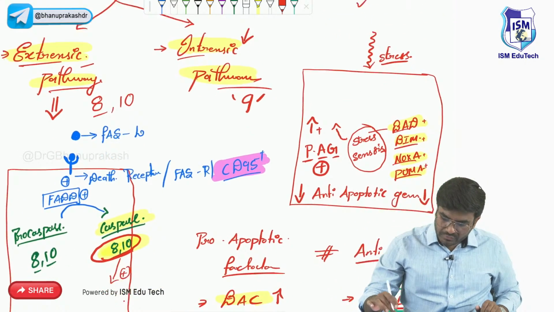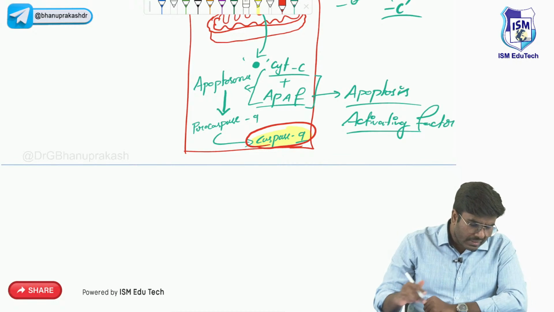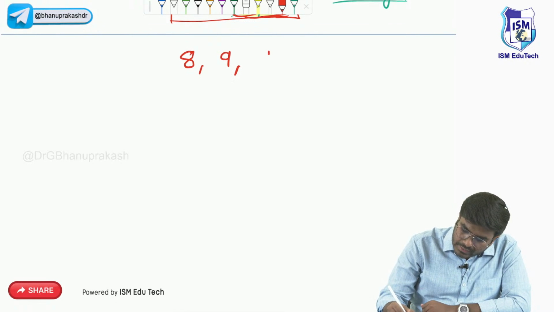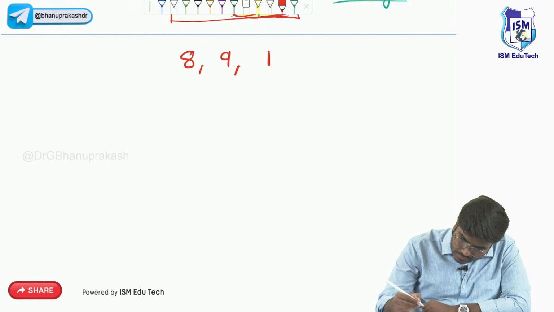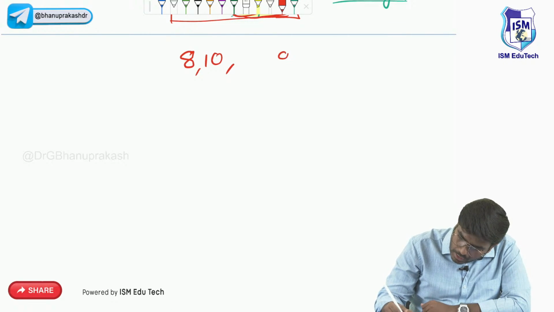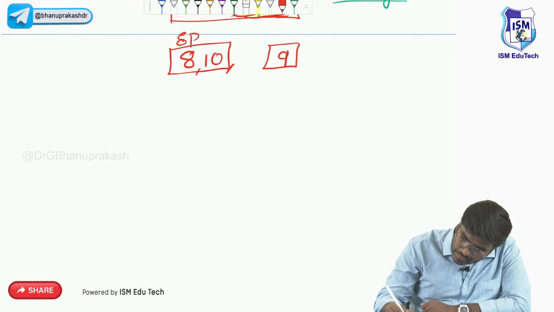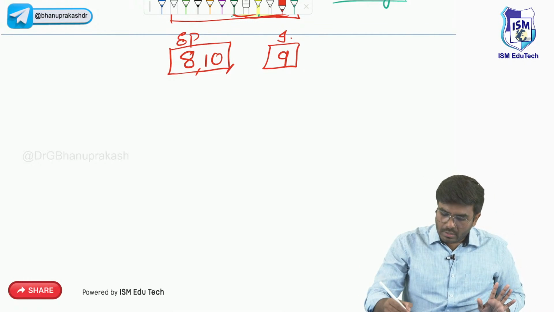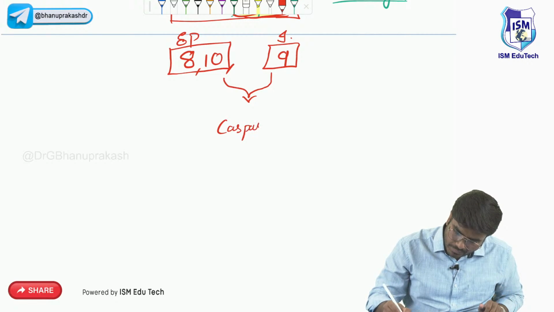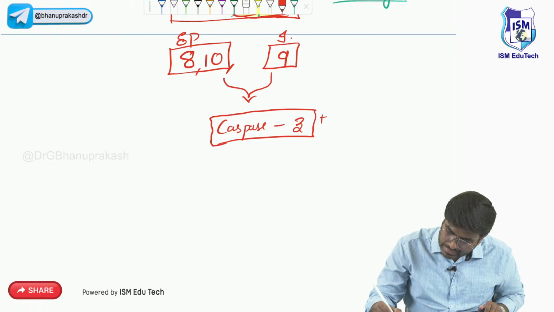Now, at the end of the day, we are left with the caspases. What will these caspases do? Either it is 8, or 9, or 10. Let me write it down here. So 8 or 10 or 9. These two are coming from the extrinsic pathway. This is coming from the intrinsic pathway. Now these caspases will activate caspase number 3. This is the final caspase, guys. This is the real caspase.